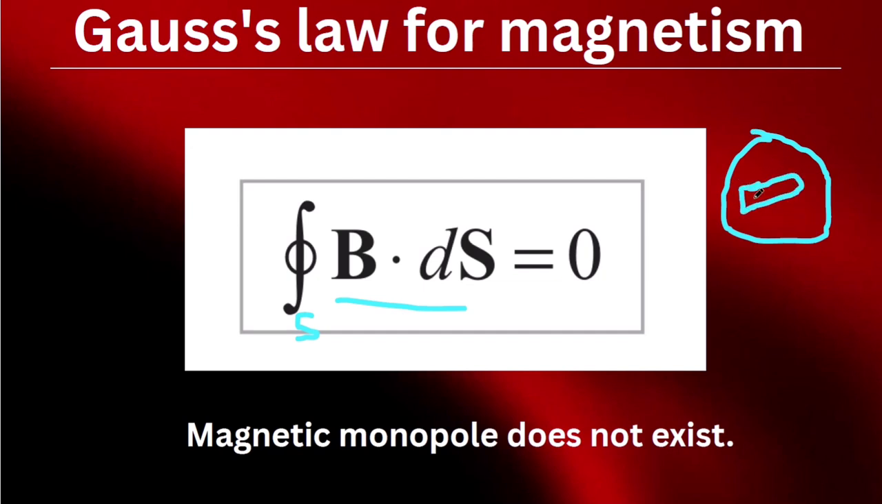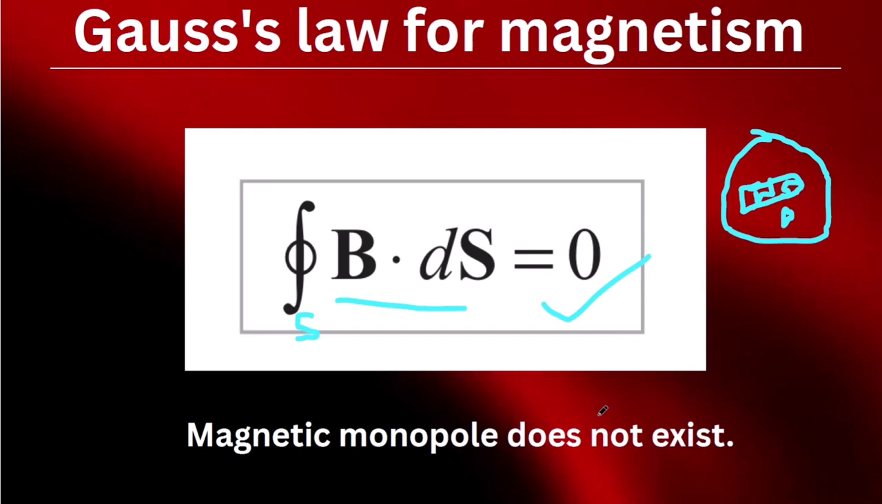North and south both are present there. So if north and south both are present, then the magnetic charge, which is equivalent to the electric charge in electrostatics, the total magnetic charge is 0 here. As the total magnetic charge is 0, B dot dS is equal to 0. This is Gauss's law for magnetism. Now this law tells us that magnetic monopole does not exist.